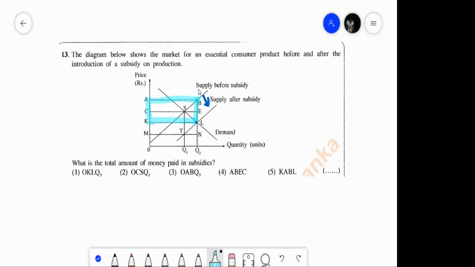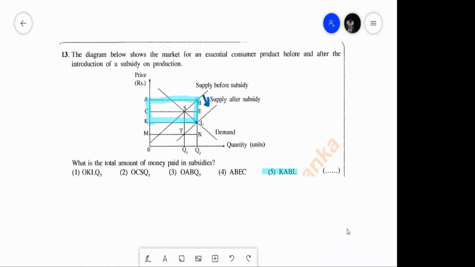I'm hoping whatever teacher would have taught you all in different ways, but to find the subsidy expenditure, it's an easy thing. So which one is the area? K, A, B, and L. Okay, so answer number 5. Yeah, easy one there. That is the subsidy expenditure.